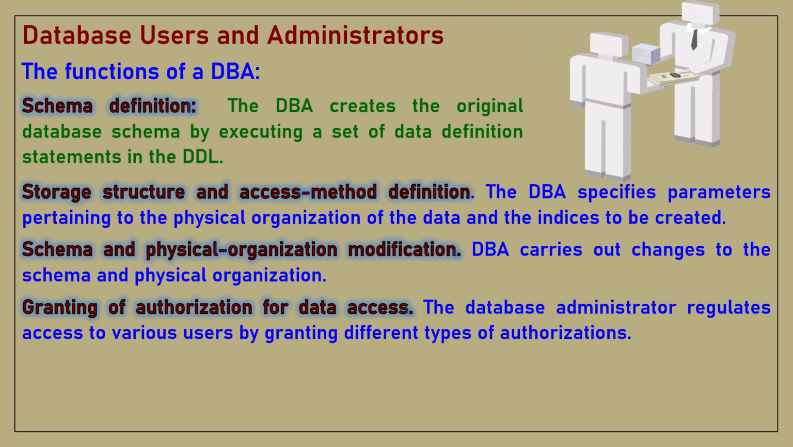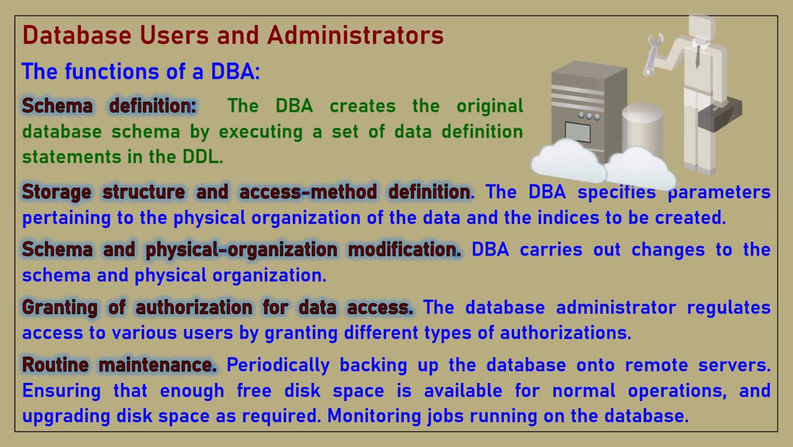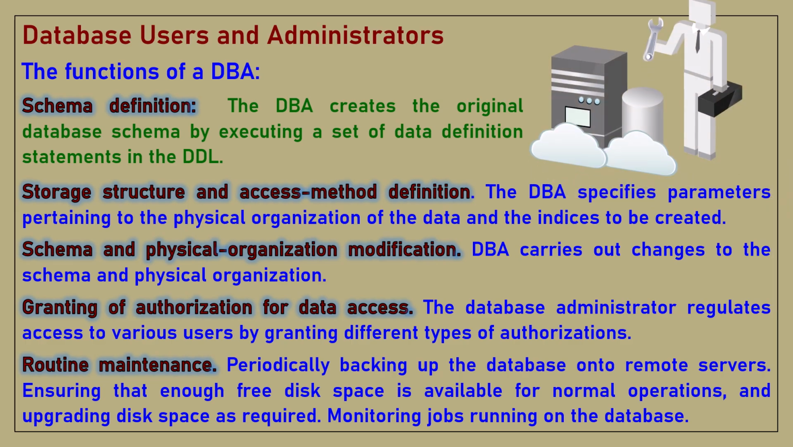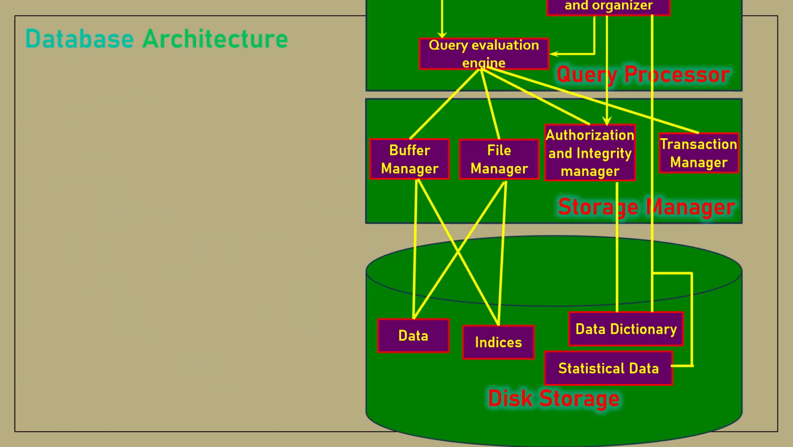By granting different types of authorization, the database administrator can regulate which parts of the database various users can access. Routine maintenance. Periodically backing up the database onto remote servers to prevent loss of data in case of disasters such as flooding. Ensuring that enough free disk space is available for normal operations and upgrading disk space as required. Monitoring jobs running on the database and ensuring that performance is not degraded by very expensive tasks submitted by some users.